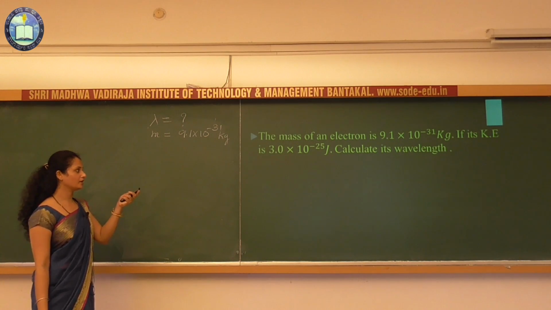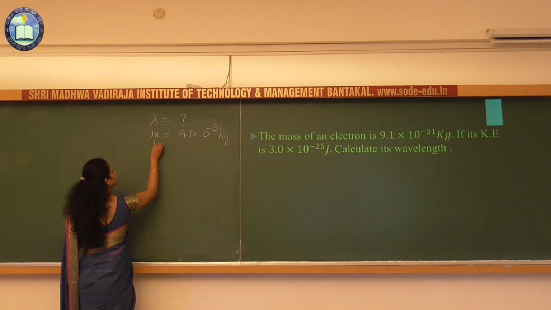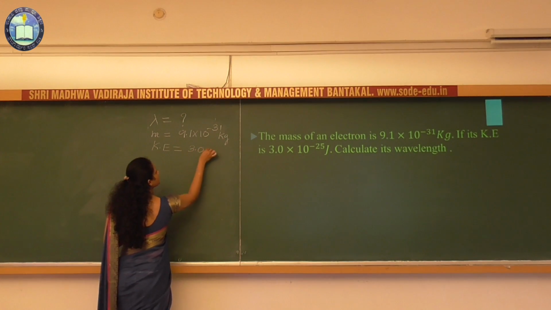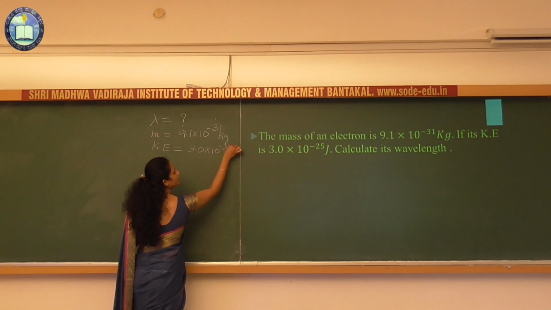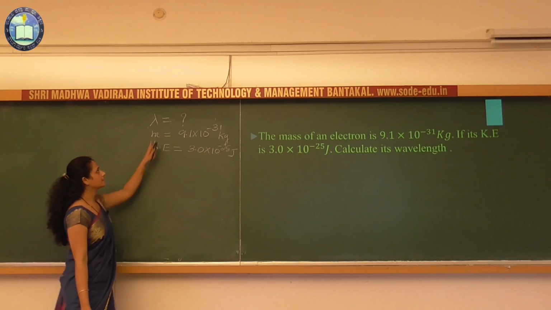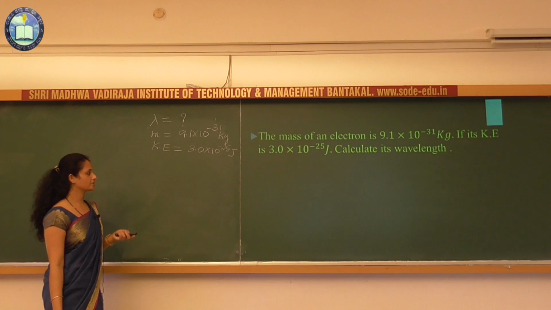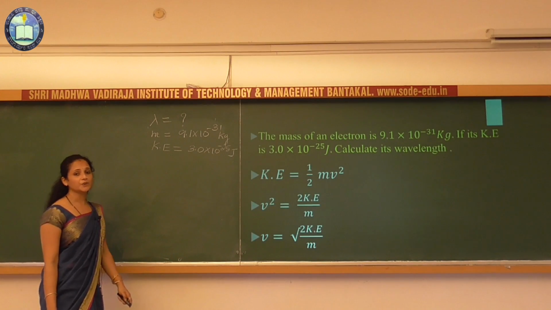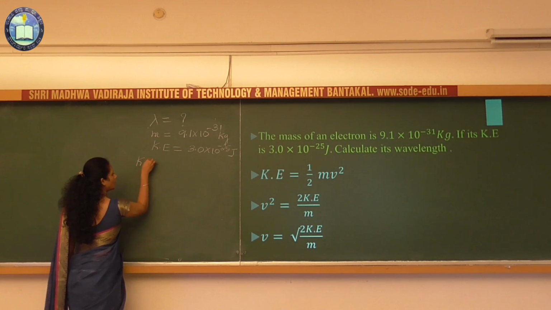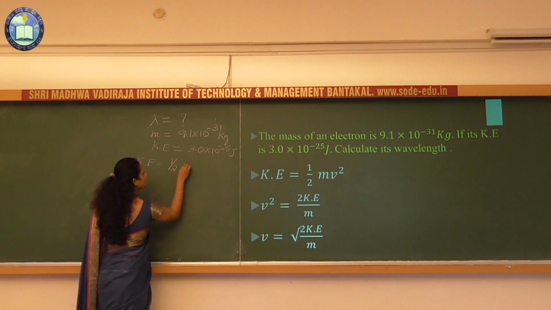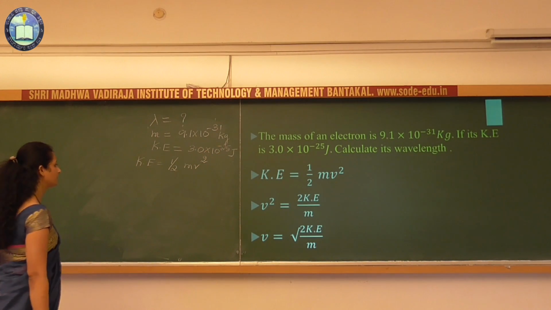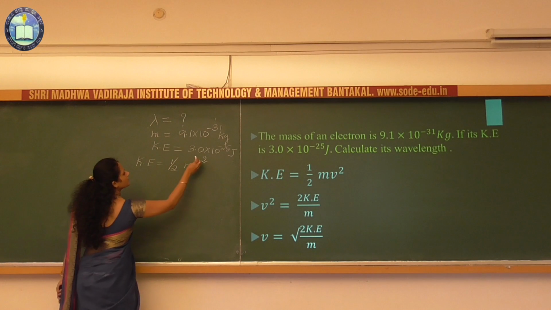Also the kinetic energy of that electron is given here. KE, kinetic energy, moving energy, is equal to 3 into 10 to the power minus 25 joule, energy expressed in joule. Calculate the wavelength. Lambda is how much? We know that the expression for kinetic energy is half mv square. We have studied the kinetic energy equation, half mv square.